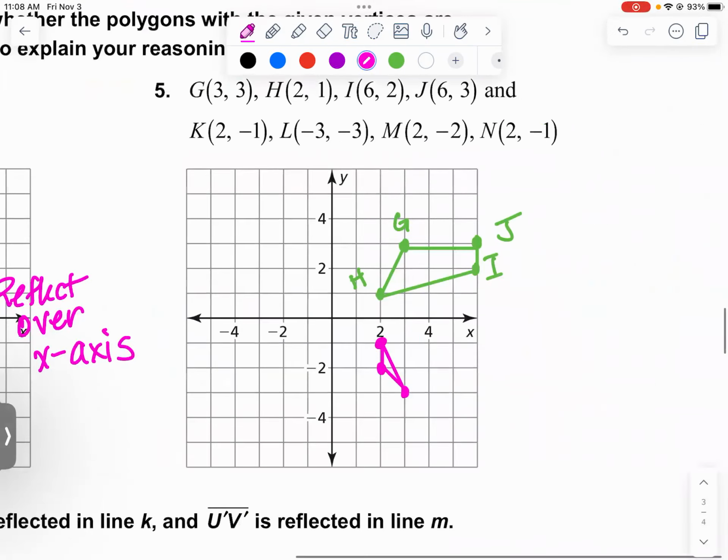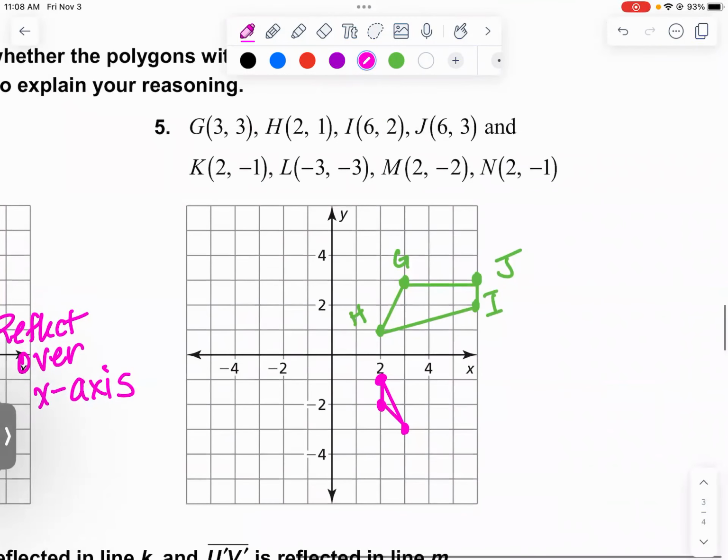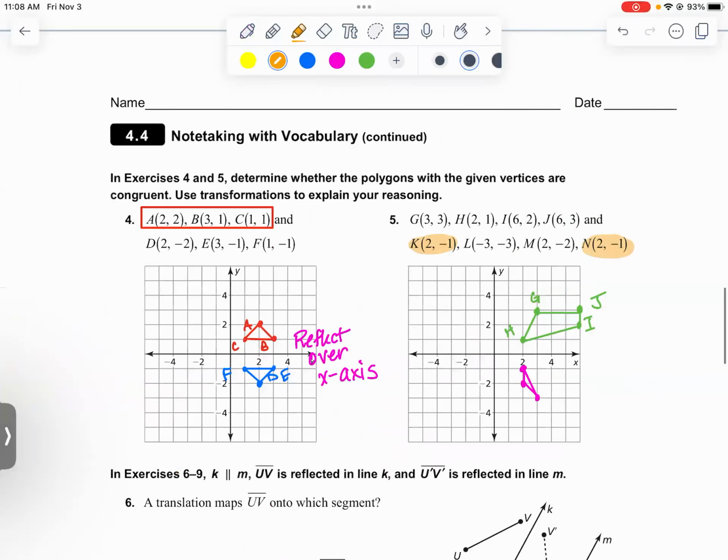Okay. What about number 5? I went ahead and plotted them. Yeah, no. They're not even the same shape. One's a quadrilateral. Do you notice how K and N are the same coordinate? Yeah. And so it ends up being a triangle. Lame sauce. Okay. All right.